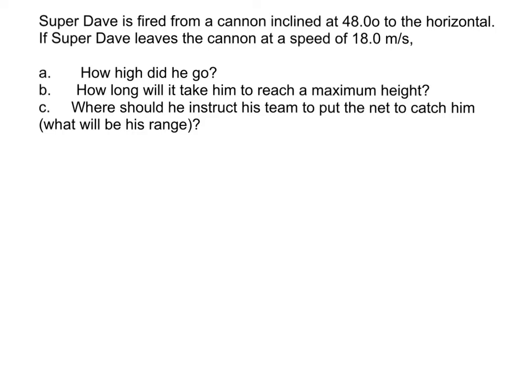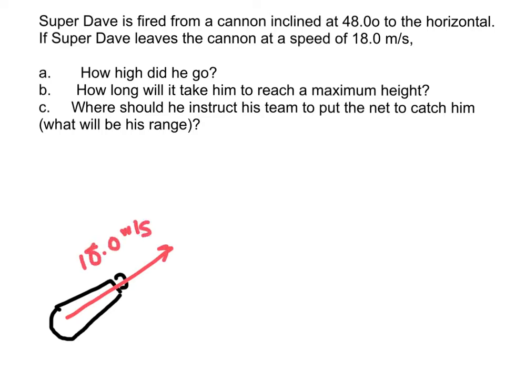So let's first just make sure we can visualize exactly what's happening here. So we'll draw a picture of it. We know we have Super Dave coming out of a cannon. So there's the cannon, and here's the little head there. And we know that he was fired at 18 meters per second, at an angle of 48.0 degrees. Now, if this is a typical projectile, he's going to fly out, rise up to a maximum height, and come back down to the ground.